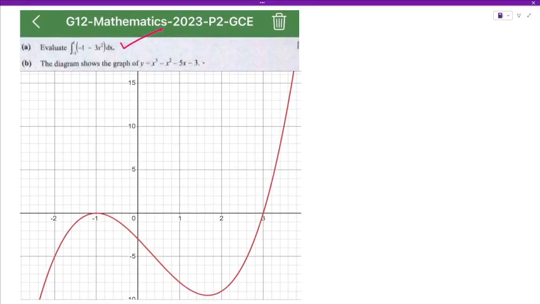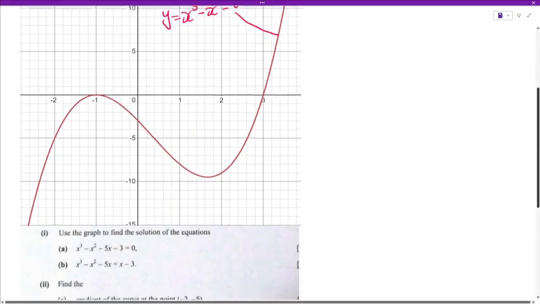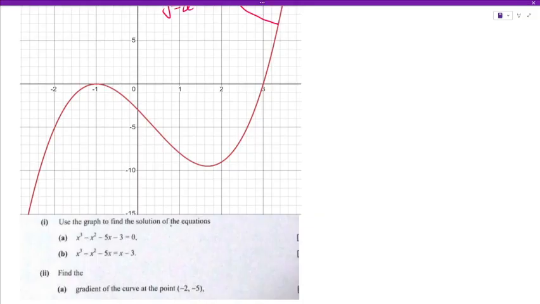So they've given us the equation of the graph, which is this one here. So it simply means for this graph, the equation is y is equal to x cubed, minus... I know you may not be able to see clearly because the paper is a bit blurry, minus 3. This is the equation of this graph. Okay, and now the first question they are saying, use the graph to find the solution of the equations. You have this equation right here as the first question.